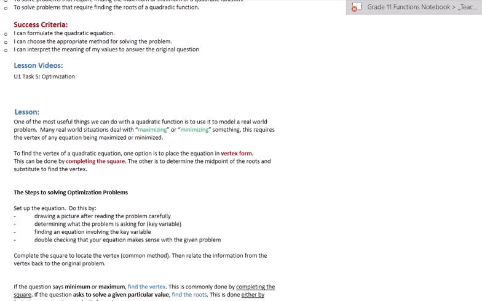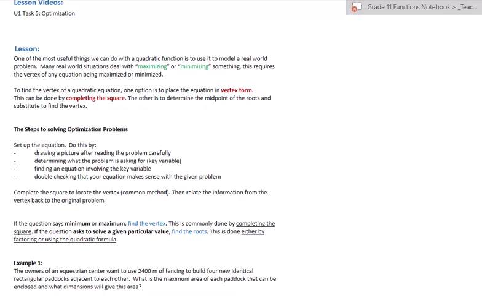Now, one of the most useful things you can do with a quadratic function is to use it to model a real-world problem. Many real-world situations deal with maximizing or minimizing something. This requires the vertex of any equation being maximized or minimized. To find the vertex of a quadratic equation, one option is to place the equation in vertex form. This can be done by completing the square. The other is determining the points of the roots and substituting to find the vertex.